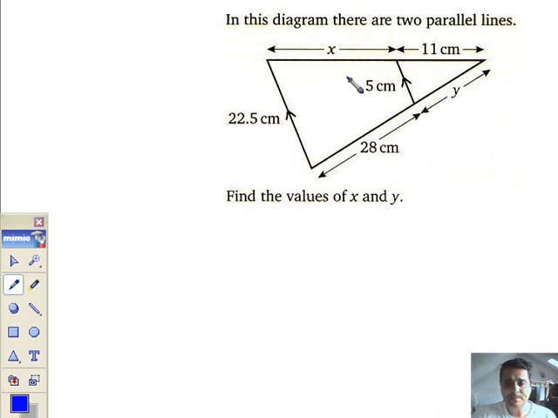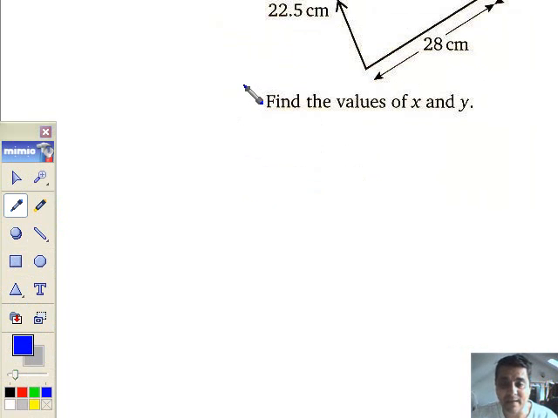We've done these before. So I want x. So x plus 11 is the long side of the large triangle I'm just outlining here. And the short side of the smaller triangle, the corresponding side, would just be the 11 there, the 5 there, and the y. Alright, so y and y plus 28 are corresponding. 11 and the 11 plus x are corresponding, and clearly the 5 and the 22.5 are also corresponding lengths. Alright, so let's just go for x then.